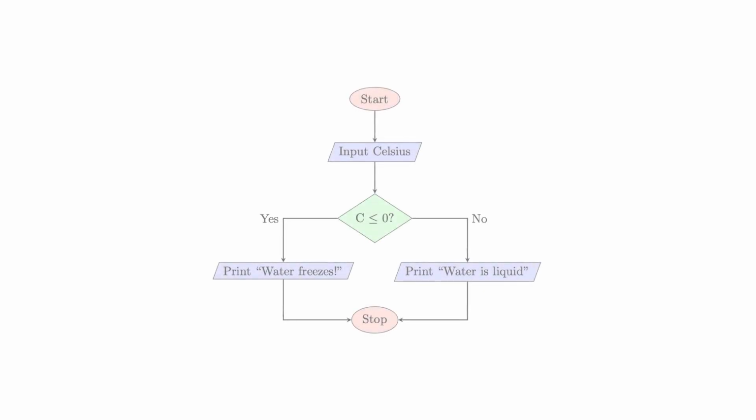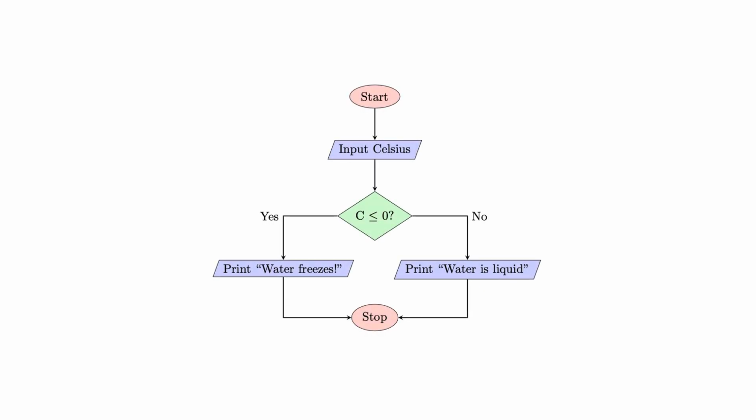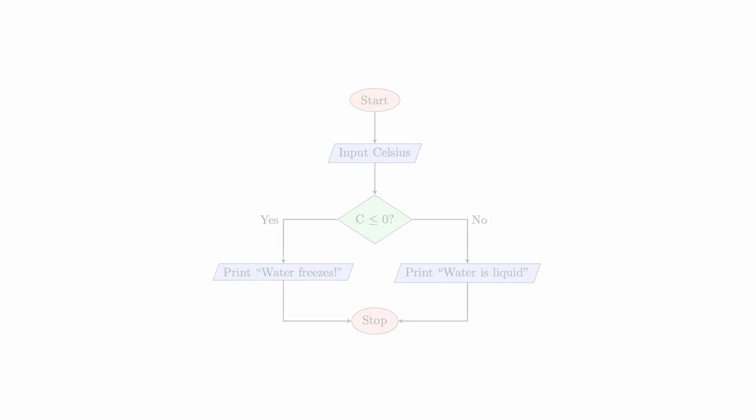Now, let's add decision making. This flowchart checks if water would freeze. We get the temperature, then ask, is it 0 or below? If yes, we tell them water freezes. If no, we say it stays liquid. Both paths lead back to our stop symbol. See how the diamond creates two different paths?